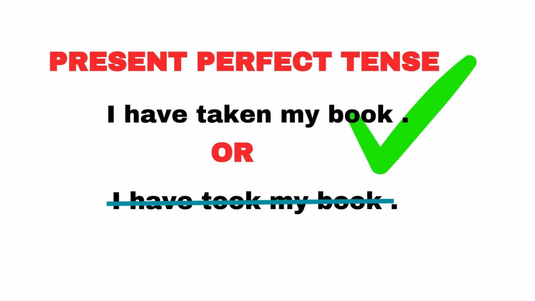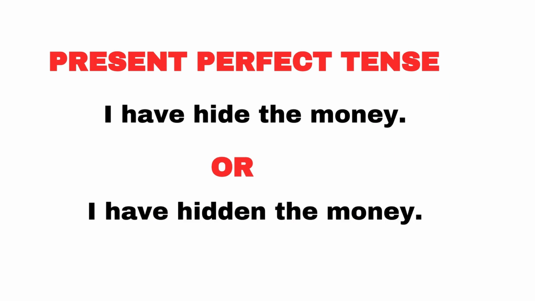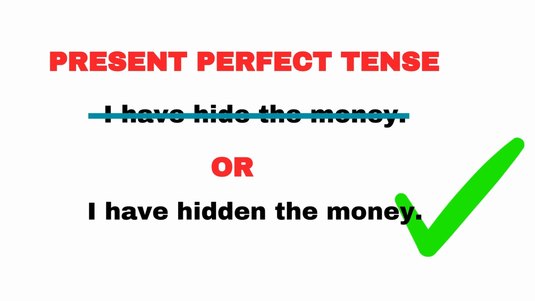Took is the past tense of take. It's not the past participle of take. Hope that makes sense. I have hid the money, or I have hidden the money. Which one is the correct one? I have hidden the money is the correct one. Hidden is the past participle of hide, and we have. I have hidden the money. So this is a good example of a present perfect tense.